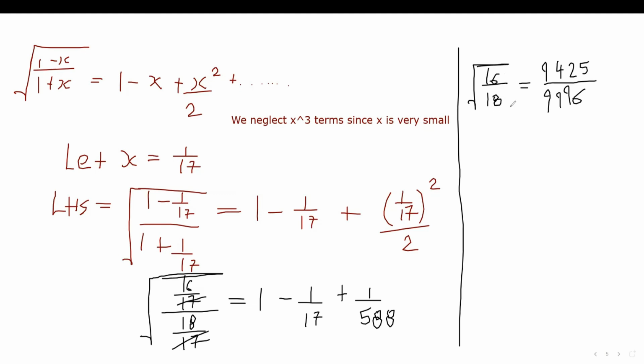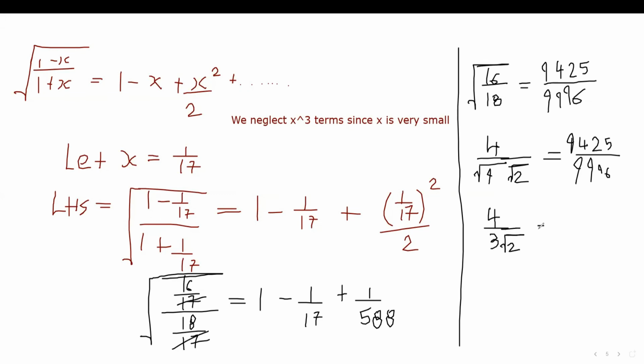Square root of 16 is 4. So that's 4 over the root of 18. We can break up the root of 18 as the root of 9 times the root of 2. Now the root of 9 is 3, Marika. So this is 4 over 3 times the root of 2, which is equal to 9425 over 9996.